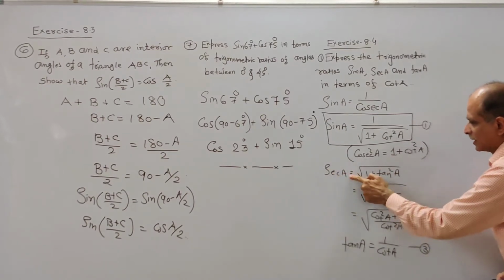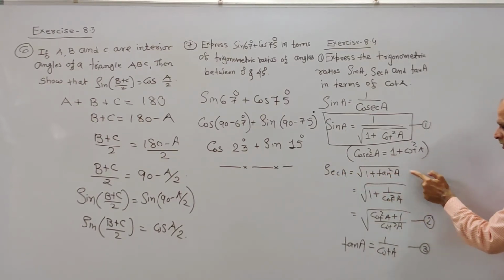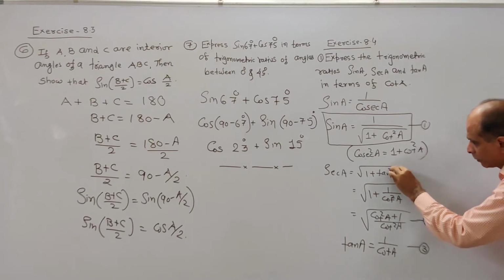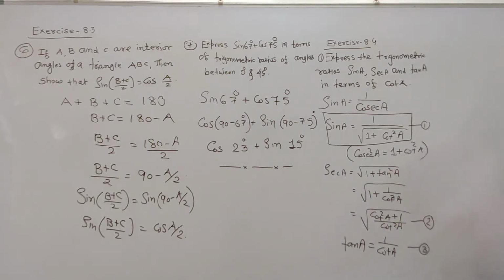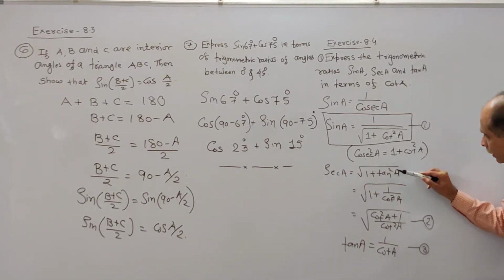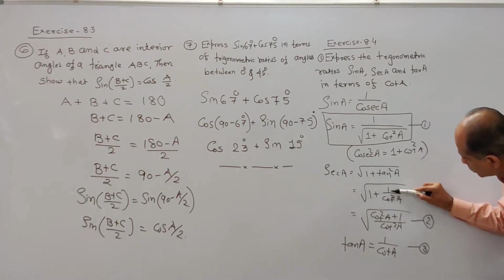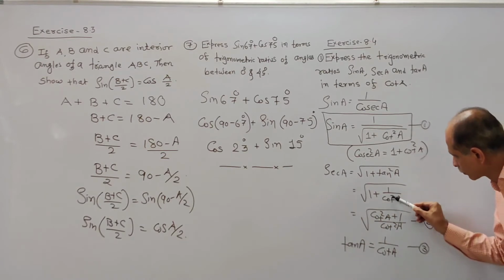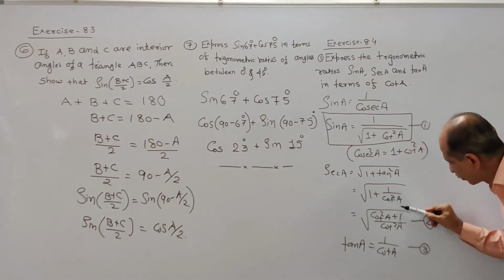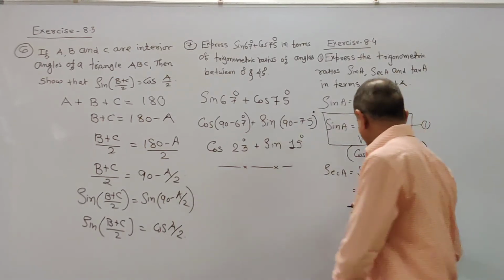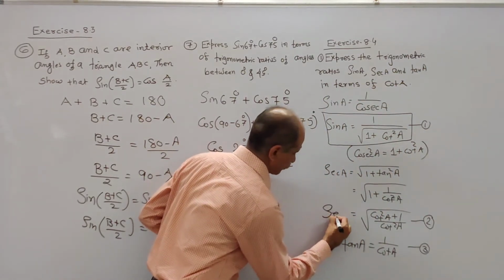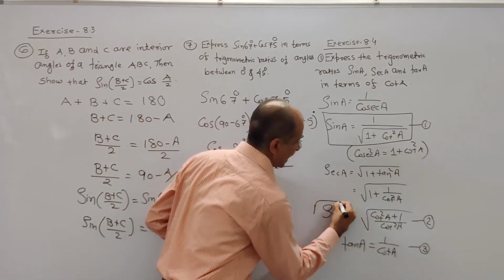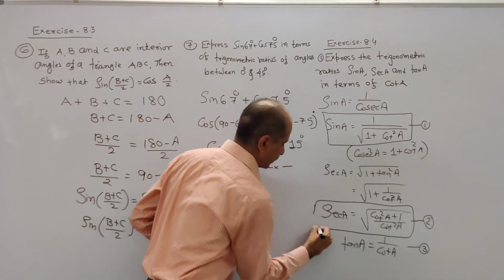Therefore, sec A is equal to under root 1 plus tan square A. But you can convert tan into cot because tan and cot are inverse of each other. So, tan square A is equal to 1 upon cot square A. Now cross multiply. So, sec A is equal to under root cot square A plus 1 upon cot square A. So, this is nothing but the conversion of sec A in terms of cot A.